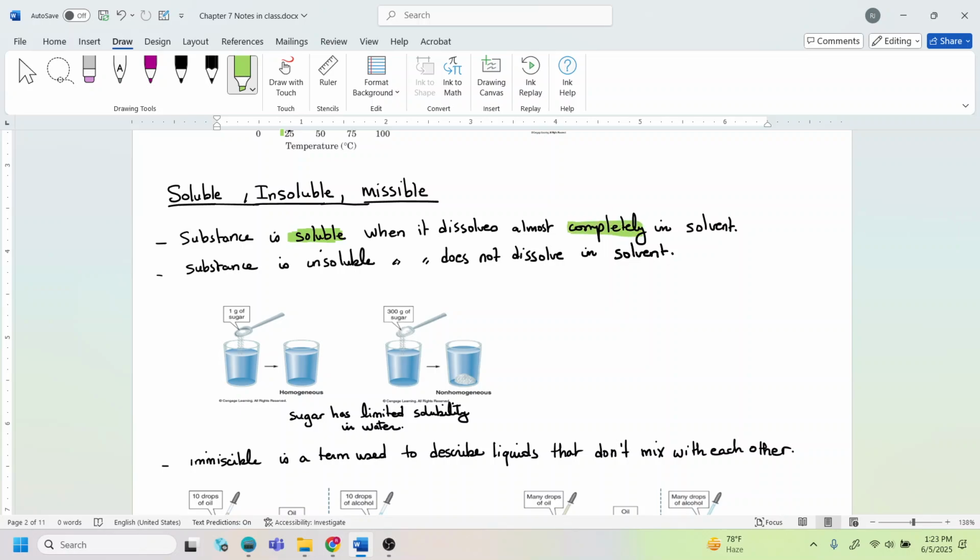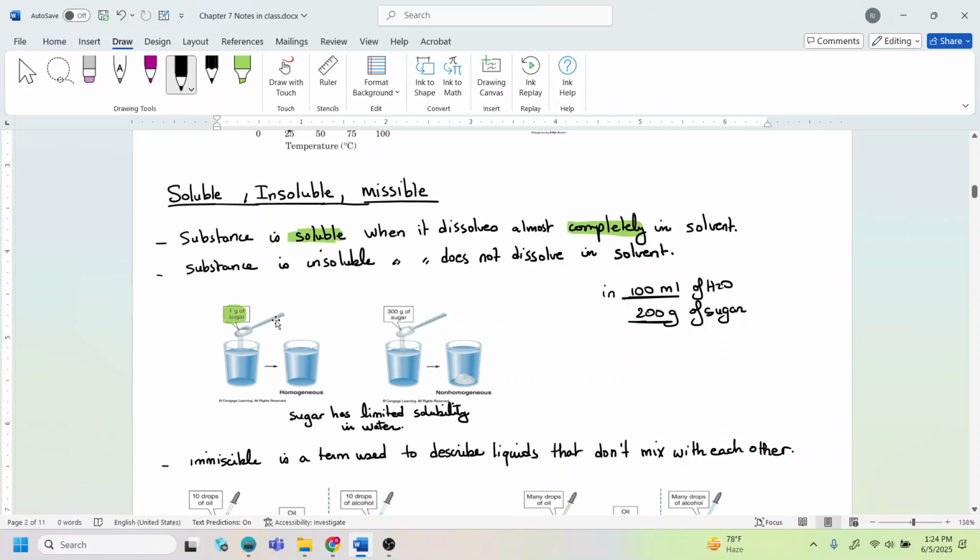So let's take sugar, for example. If you look up sugar, in 100 mL of water, water can accept only 200 grams of sugar. It cannot accept more. So if you add more than 200 grams of sugar in that much water, whatever you add extra will precipitate.